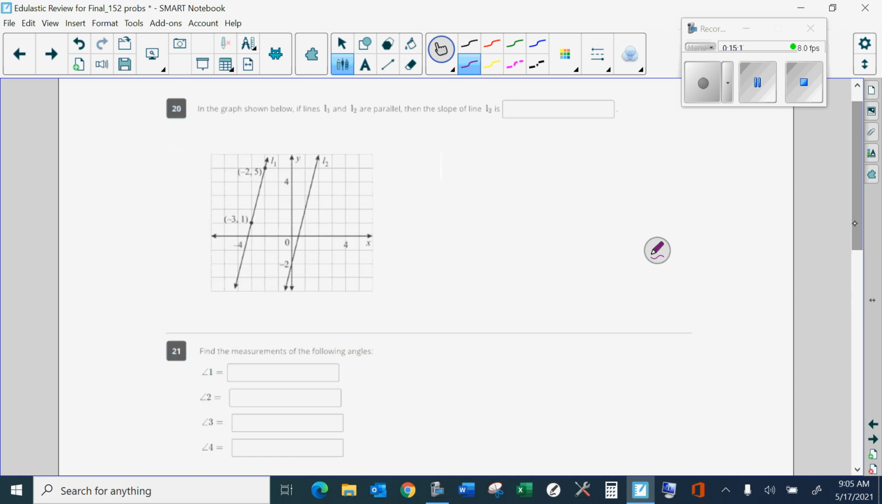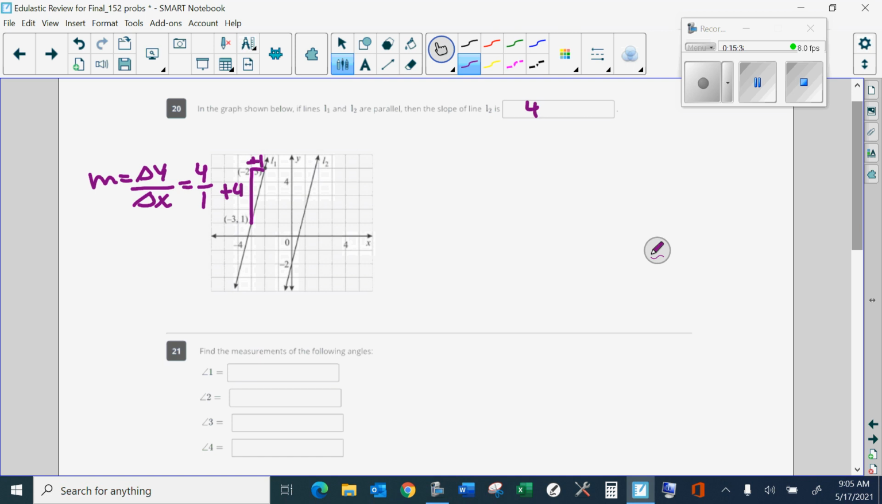Okay, these are parallel. What's the slope of L2? Well, that means I can just go and find it from this one to this one, since they're parallel, same slope. So up how many? 1, 2, 3, 4, plus 4, plus 1. Remember, slope is change in y over change in x. So 4 over 1, which is 4.